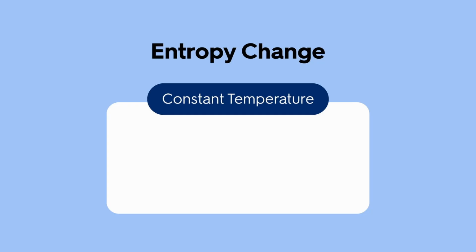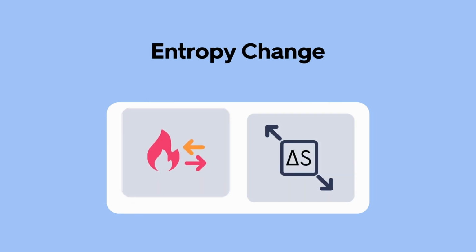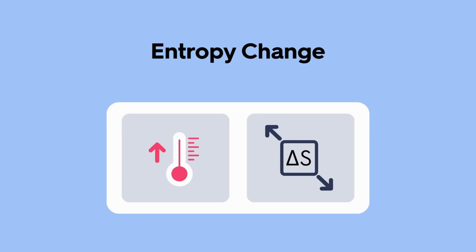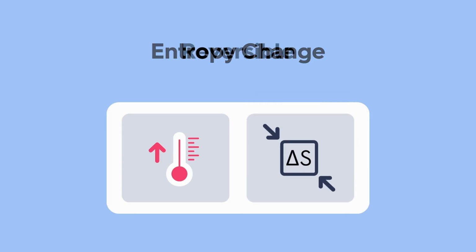We can also measure entropy change. For a reversible heat transfer at constant temperature, the change in entropy equals reversible heat transfer divided by temperature. More heat transferred gives a larger entropy change, while a higher temperature makes the same heat produce a smaller entropy change. The word reversible is important.